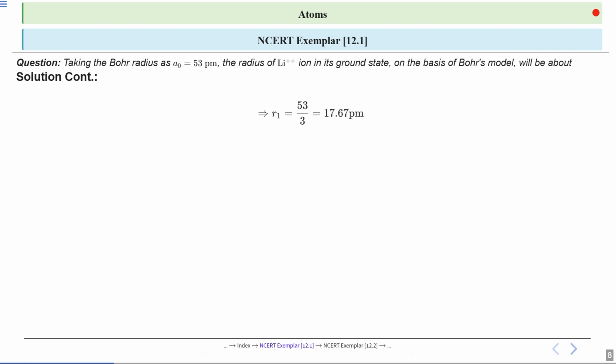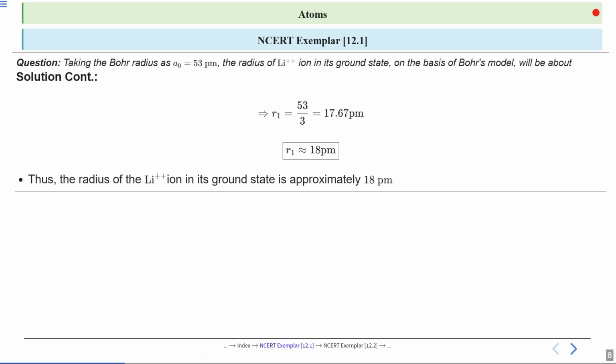So now let's see how we calculate the radius for lithium plus plus in its ground state. The formula for the radius in Bohr's model is Rn equal to n square a naught upon Z. For lithium plus plus, n equal to 1, Z equal to 3. So R1 equal to 53 upon 3, which gives us about 17.67 picometers. Notice how increasing Z, the nuclear charge, pulls the electron closer, making the radius smaller. Rounding our answer to nearest whole number, we get R1 approximately equal to 18 picometers.